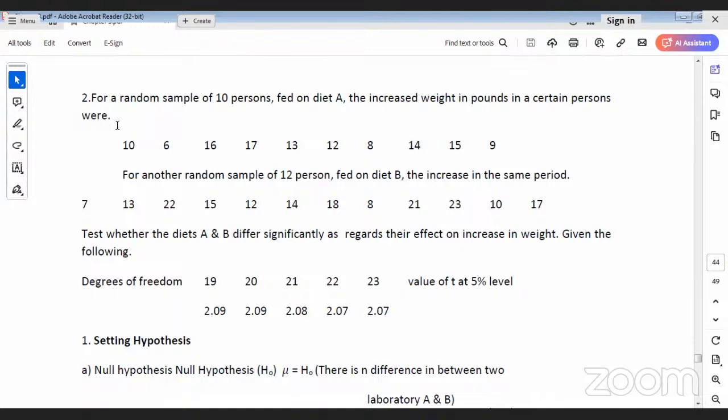So n1 plus n2 minus 2. n1 is 10 and n2 is 12. Yeah, 10 plus 12, 22.